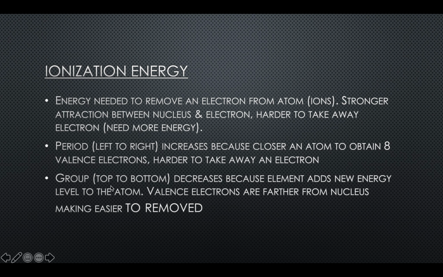Group, on the other hand, from top to bottom, it decreases because elements add new energy levels to the atom. So valence electrons are further from the nucleus, and that's why we have the atomic radius be larger, because as we go down, the distance between the valence electrons and the nucleus, or the, what do we call that? The outermost energy level, gets farther away, which means the atomic radius increases, which makes it easier to remove. That's why it decreases from top to bottom.